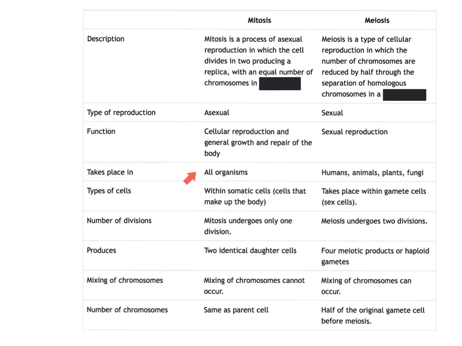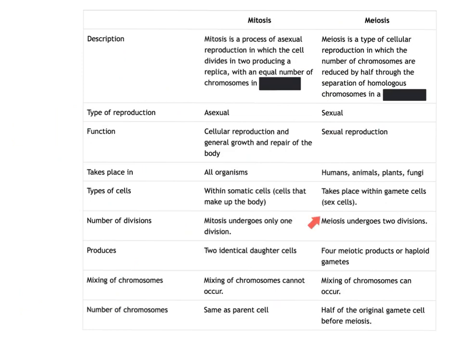Mitosis occurs in all organisms within the somatic cells. That means every cell in the body with the exception of the gametes, the egg and the sperm. Meiosis occurs in humans, animals, plants, and fungus, and it only takes place with regard to forming gametes, or sex cells. Mitosis goes through 1 division: interphase, prophase, metaphase, anaphase, telophase, interphase not being a true stage of mitosis.